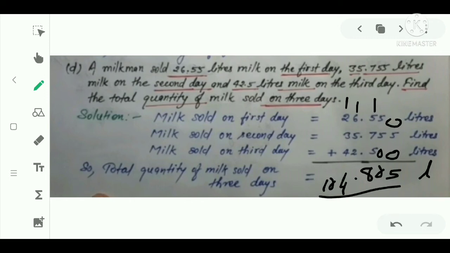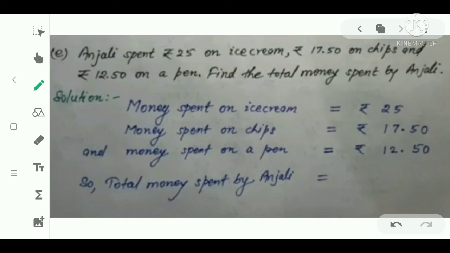Now let's do last question. Anjali spent 25 rupees on ice cream, rupees 17.50 on chips and 12.50 on pen. Find the total money spent by Anjali. So students, here it is given how much money Anjali spent on ice cream, that is 25 rupees, on chips 17.50 and on pen 12.50. So we want to find here the total money spent by Anjali. Total means we will add all these rupees.